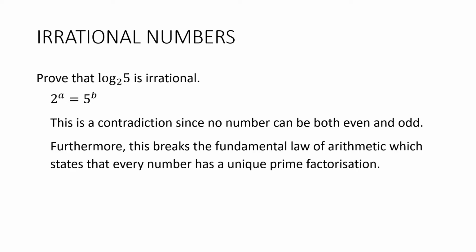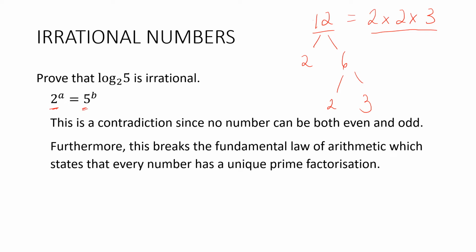Furthermore, this breaks the fundamental law of arithmetic, which states that every number has a unique prime factorization. Now, do you remember back in Year 7 where you did factor trees? You took a number and you factored it 2 and 6, and then 2 and 3, and you could write it as a product of its prime factors. Does it ring any bells? There is a unique prime factorization for every number. So there is no number that can be written as 2 to the power of something and also as 5 to the power of something.